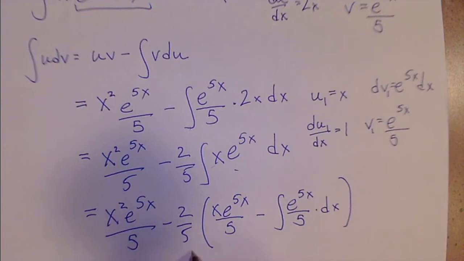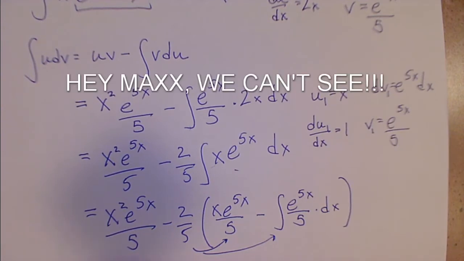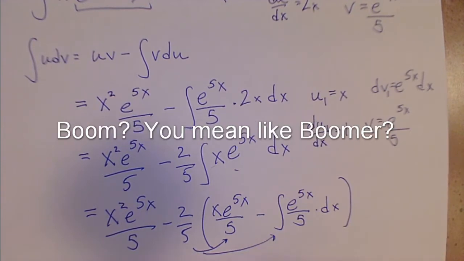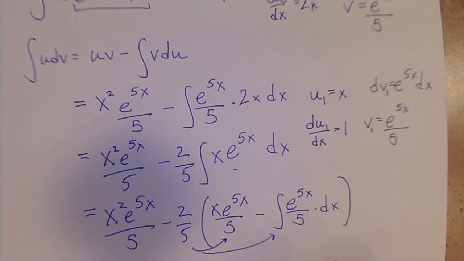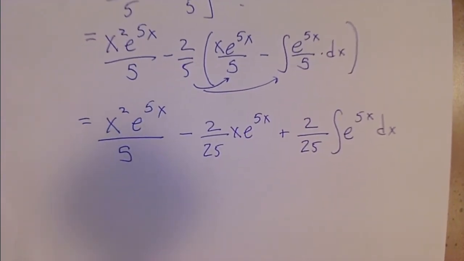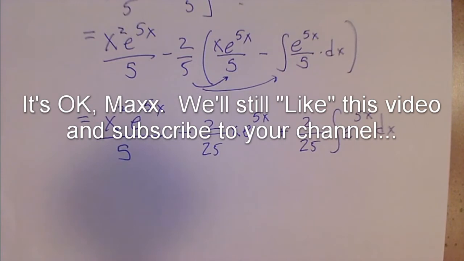So when I cross multiply this dx over, I get 1 times dx, which is dx. And so let's go ahead and distribute this 2/5 here and here. So I get x squared e to the 5x over 5 minus 2 over 25, I almost forgot what 5 times 5 is, x e to the 5x plus 2. I'm going to go ahead and pull that 5 out. Boom, right there, 2 over 25 times the integral of e to the 5x with respect to x. And I just noticed that you didn't see any of that because it wasn't on the screen. So I'll go ahead and go through this again.